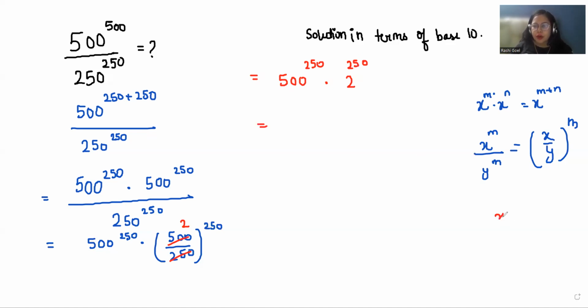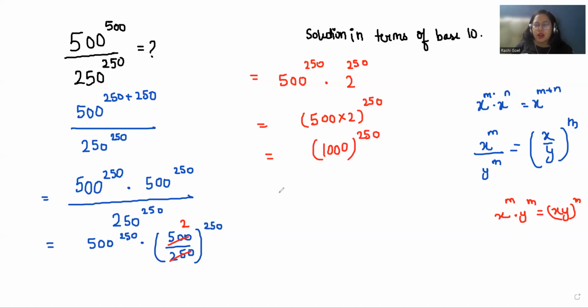Now according to the exponent rule, x power m times y power m, we can write this as xy whole power m. So 500 times 2 whole power 250. 500 times 2 is 1000 power 250. And 1000, we can write it as 10 power 3 whole power 250. Now according to the exponent rule, x power m power n, we can write it as x power m n. So 10 power 3 times 250, which gives us 10 power 750.